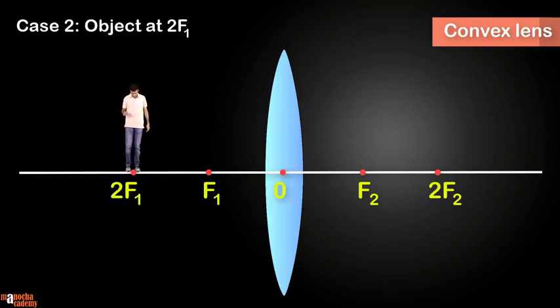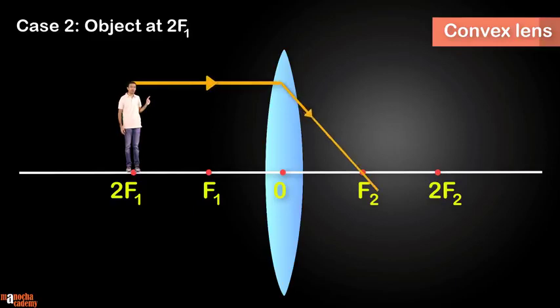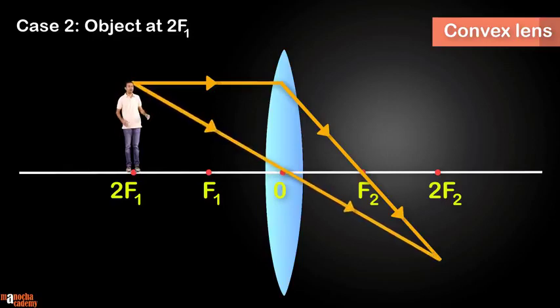I'm going to stand at 2f1 for our case 2. Once again, we need to use 2 out of the 3 rules. For the first ray, let's use rule 1. The ray of light parallel to the principal axis after refraction passes through the focus of the lens. For the second ray, we can use rule 2. The ray passing through the optical center of the lens goes straight through, undeviated.